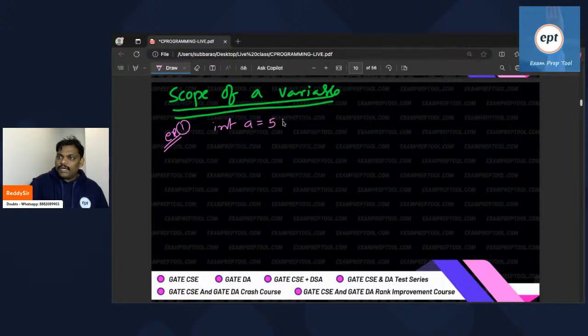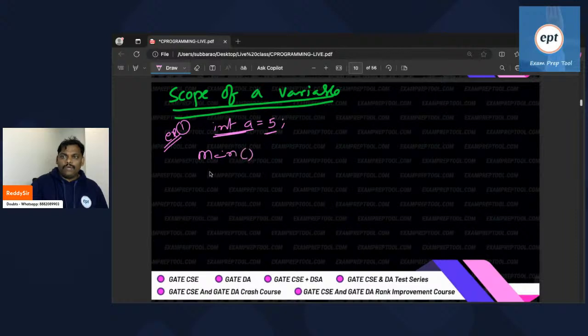So remember, this is called declaration followed by assignment. Int a is called declaration. Assigning a value is called initialization. If you assign the value the first time, that is called initialization. If you do it afterwards, that is called modification. So int a is equal to 5.